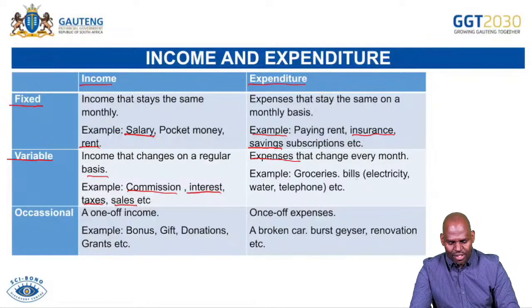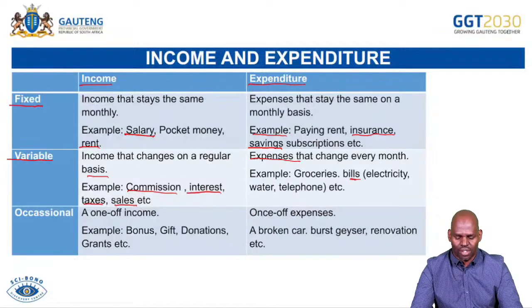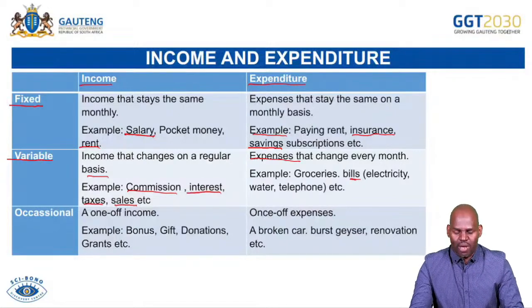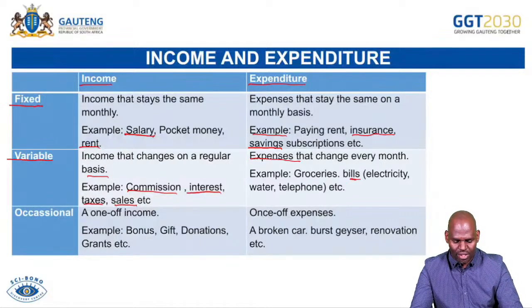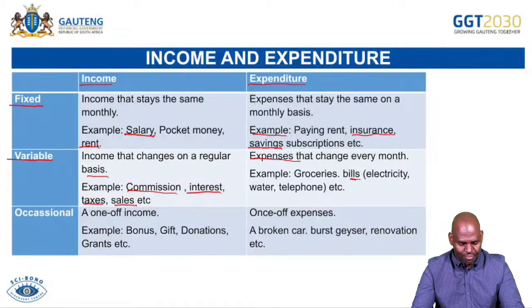And then for electricity, here we're talking about bills. If you have to pay for electricity, we are not necessarily using the same amount of electricity every month. The same thing with water. We are not necessarily using the same amount of water every month. So these will be examples of variable expenses.